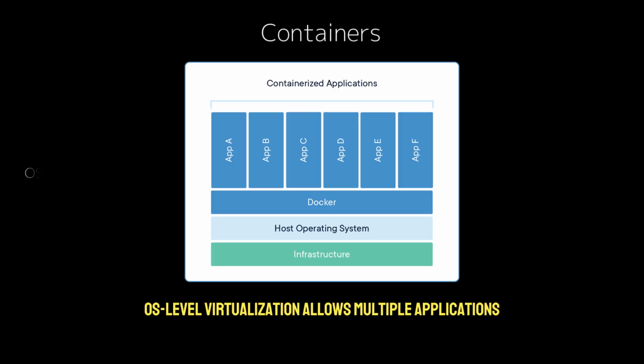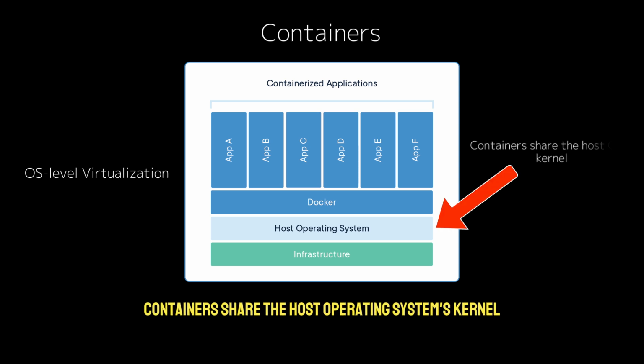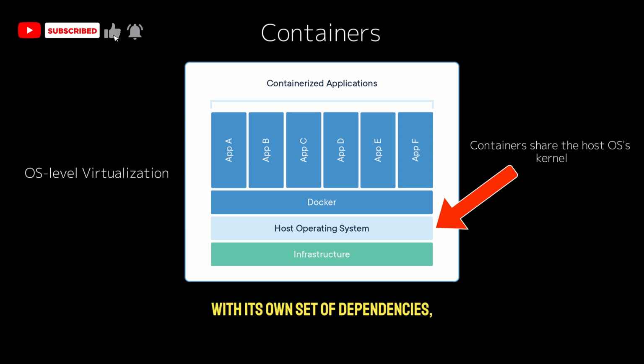With containers, OS-level virtualization allows multiple applications to run on the same operating system without needing separate, full operating systems for each app. Instead of simulating an entire machine, containers share the host operating system's kernel, the core component of the OS that interacts directly with the hardware. Each container, however, runs in its own isolated space with its own set of dependencies, libraries, and processes.